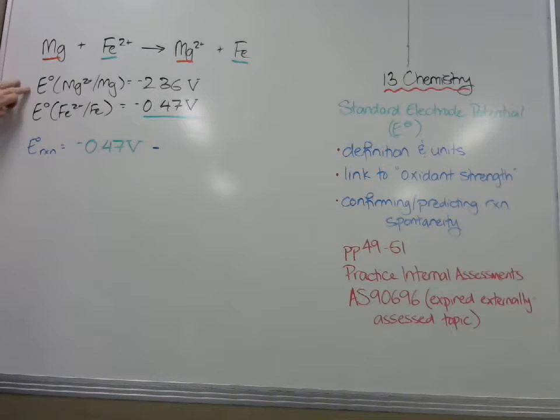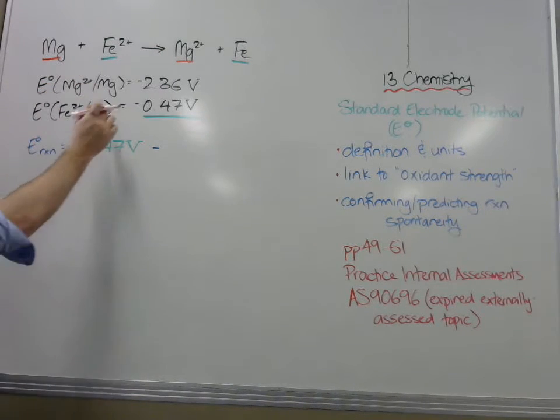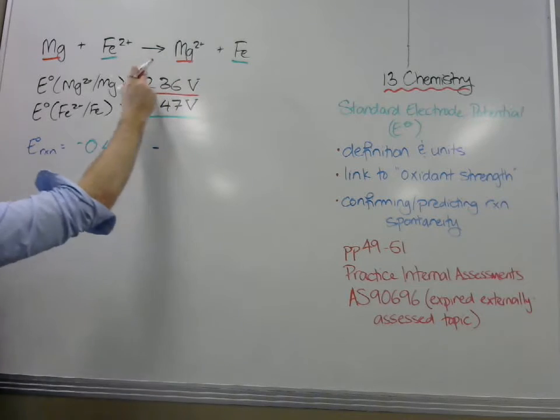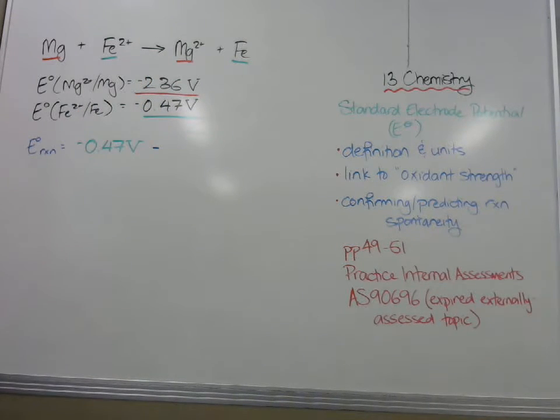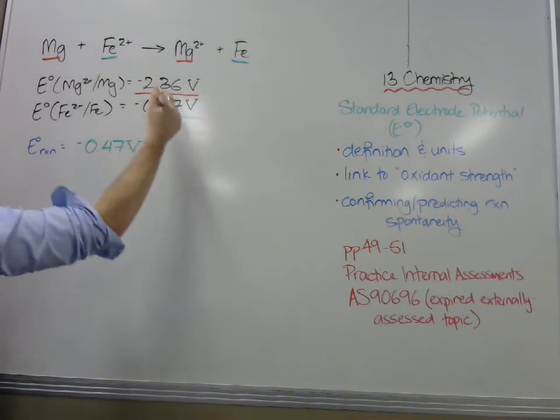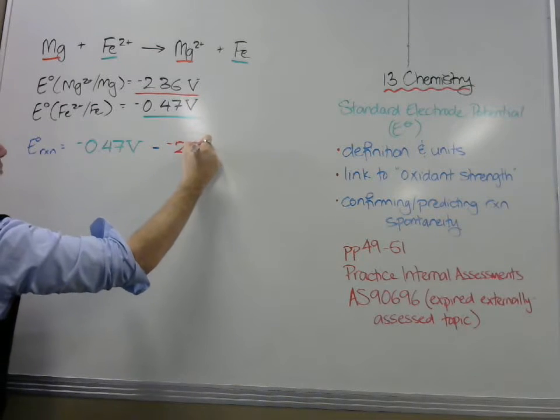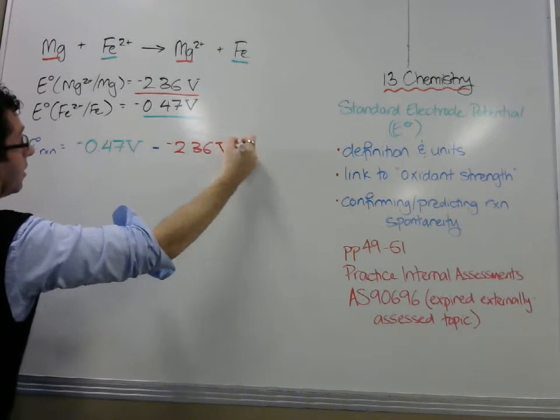Notice in these it's written the other way around. It's written the other way around because these are reduction potentials. That to that is the reduction reaction. But the way that I work it out is I just put that negative into here as well. Okay, so negative, that number there, negative 2.36 volts.